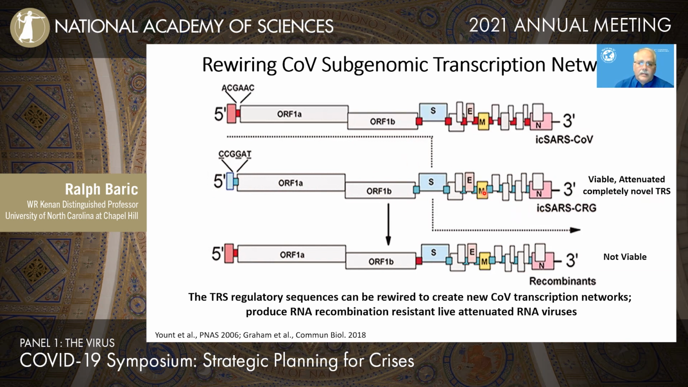Recombinants between the red box and the blue box element viruses are actually not viable because the leader TRS cannot function with these synthetic TRS elements across the genome. So coronavirus TRS sequences can regulate the capacity to recombine coronavirus genomes across the family. It also can be used as a strategy to build recombination-resistant live attenuated viruses that are safer than normal live attenuated viruses.